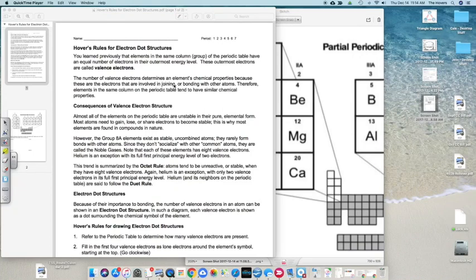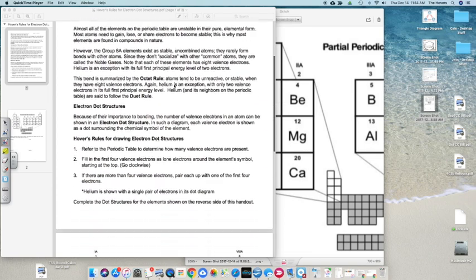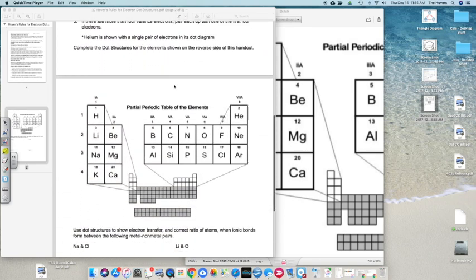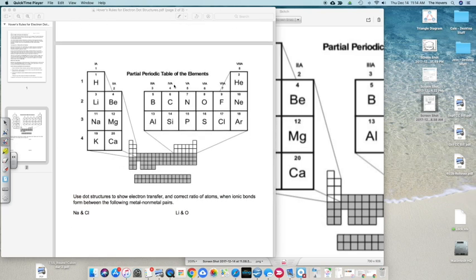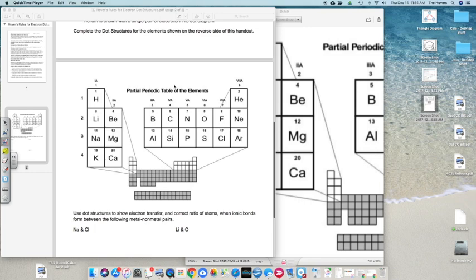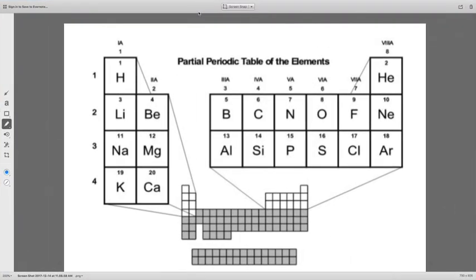Tutorial on how to do electron dot structures and how we can use those to make predictions about ionic bonding between a metal and a nonmetal. So hopefully you have read through the first page of information. We're going to do some work with this diagram on the back, and then you should have the ability to predict what happens when a metal and a nonmetal bonds. So let me jump over to this side.